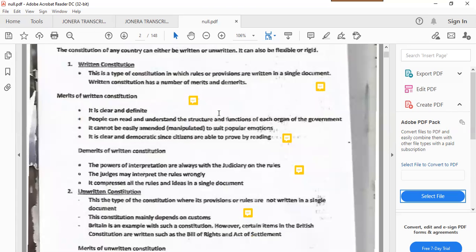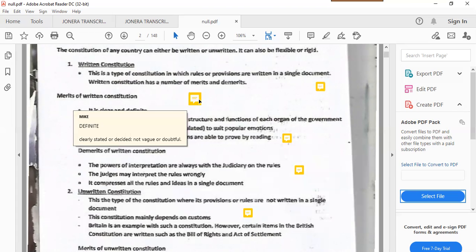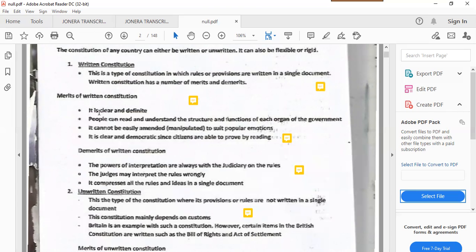Yes. All right, so these are a few examples of the merits, the rewards, the desirable qualities of a good constitution. It is clear and definite. Here, the word definite means it shouldn't be vague, it should be clearly defined. Here's the definition of definite: clearly stated or decided, not vague or doubtful. It shouldn't be doubtful.